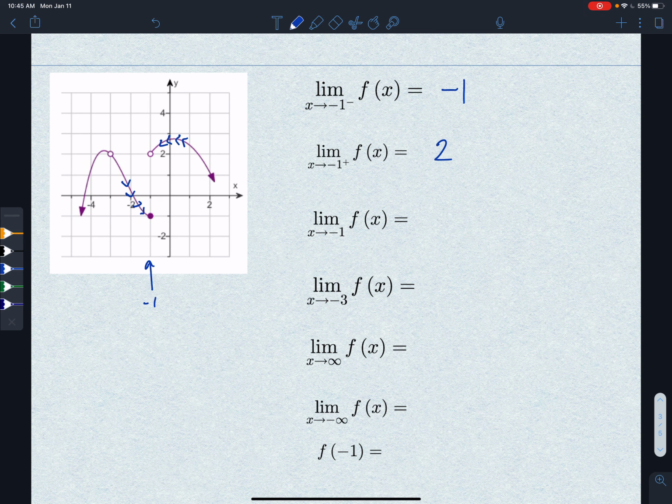And the answer to the limit as x approaches -1 of f of x, well, that means the left and the right would have to be the same. Otherwise, we can't really tell what the limit is doing. So this is what we call does not exist, and I just write DNE for does not exist.